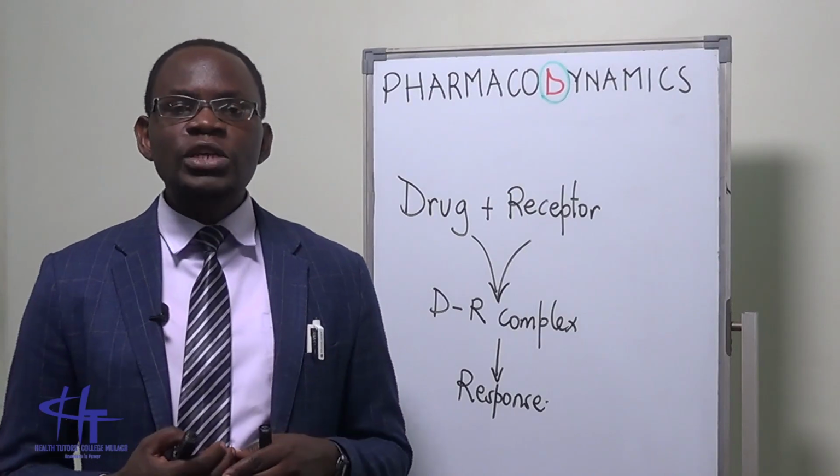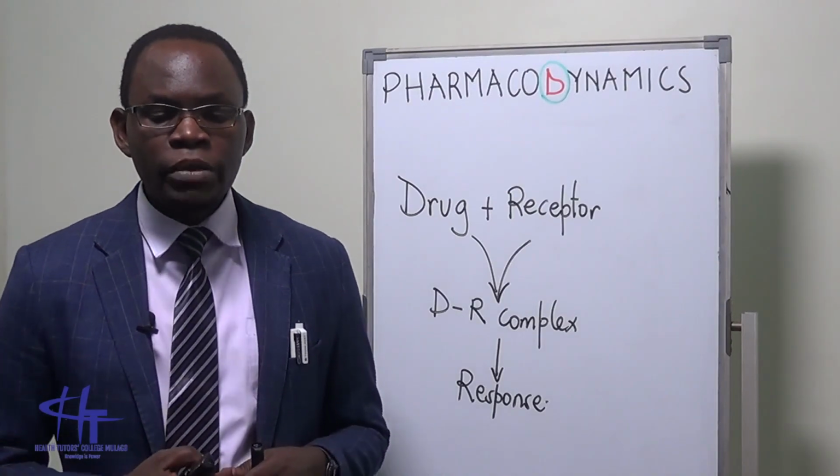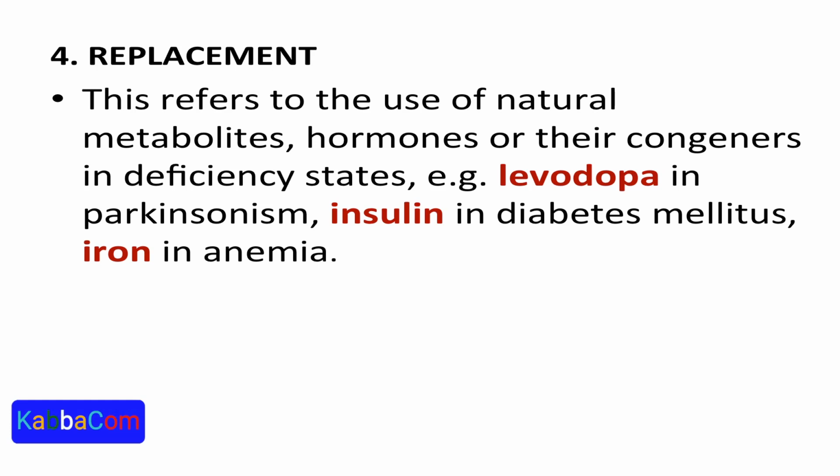Now, the other way drugs work is replacement. You might not have some constituents in the body, and so when you're given these drugs, they act as a replacement. For example, levodopa, which is given in Parkinsonism to substitute for the deficient dopamine, and insulin that is given in patients with diabetes, and also iron that is given in anemic patients.